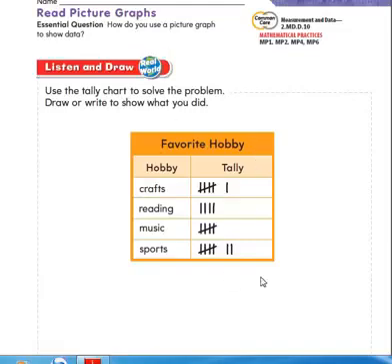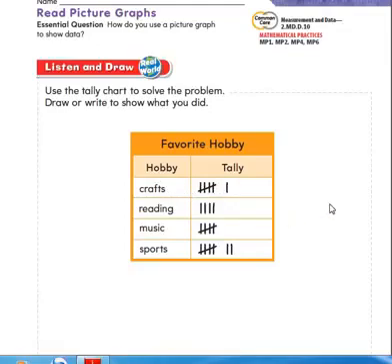First, we have here a tally chart. As we said yesterday, this is a tally chart, and it is Mr. Martin's class who made this tally chart. The title here is favorite hobby. So we have here some hobbies, and the tally marks here represent what? They represent the number of students who prefer each hobby.